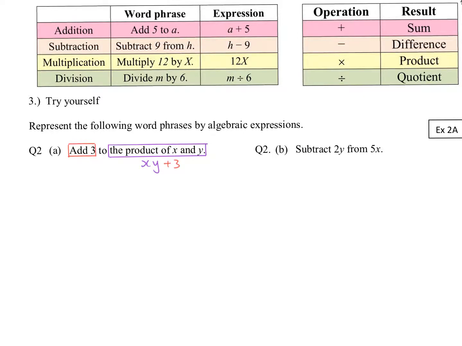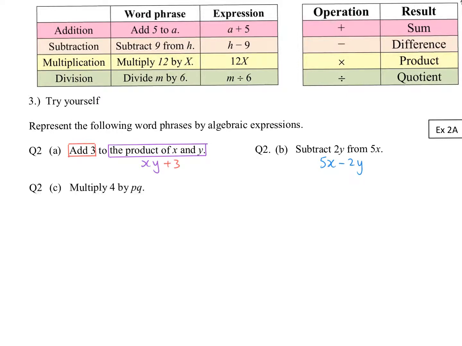Next, this is a very typical subtraction statement. Let's record it. Subtract 9 from h. That is h minus 9. Okay, we say together. Subtract 9 from h. That is h minus 9. And now we have subtract 2y from 5x. So we put 5x before, and then we subtract 2y.